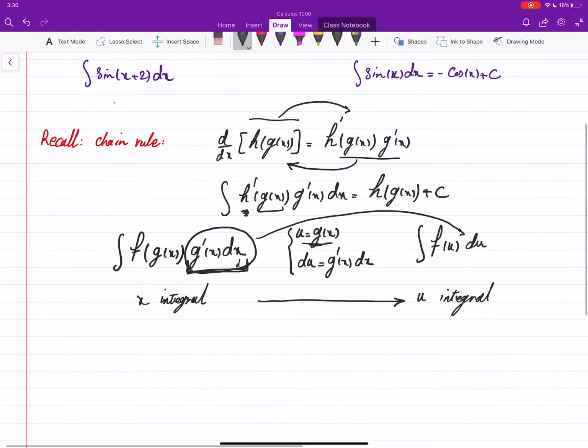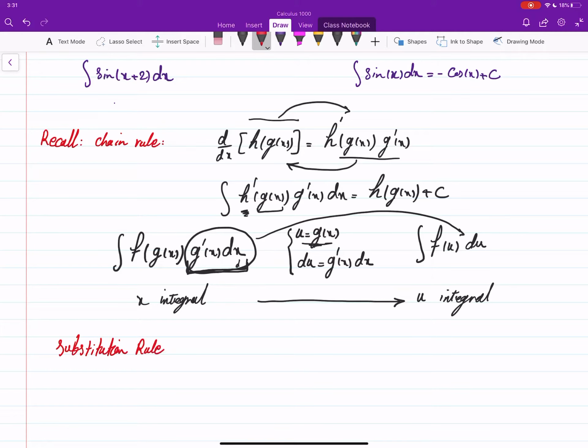Very nice. You may ask, how is this going to help us? We had an integral, and we turned it into a new integral. The substitution rule says that these two integrals are equal.